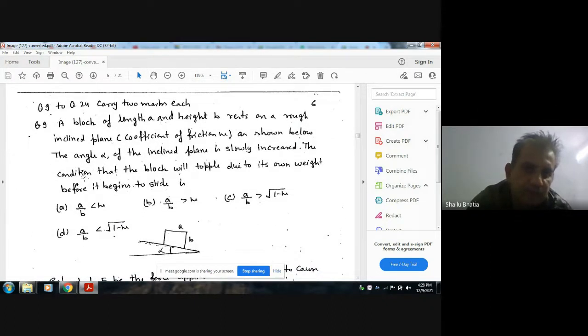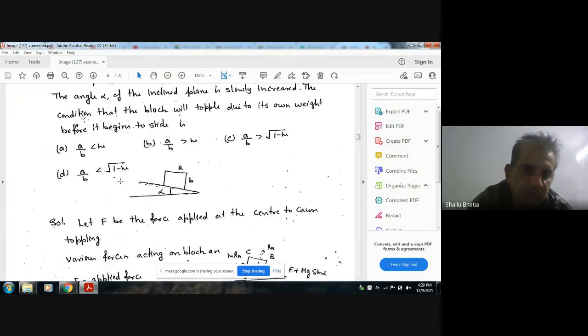A block of length A and height B rests on a rough inclined plane with coefficient of friction mu, as shown below. The angle alpha of the inclined plane is slowly increased. The condition that the block will topple due to its own weight before it begins to slide: option A, A by B less than mu; B, A by B more than mu; C, A by B more than root 1 minus mu; D, A by B less than root 1 minus mu.